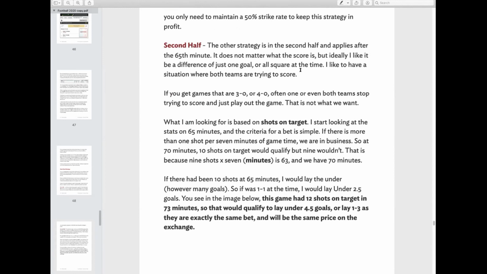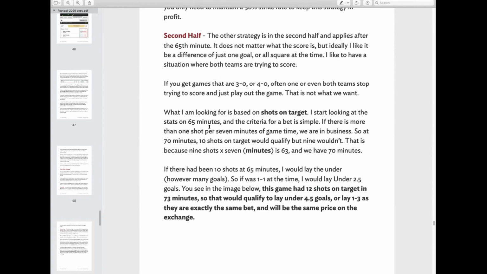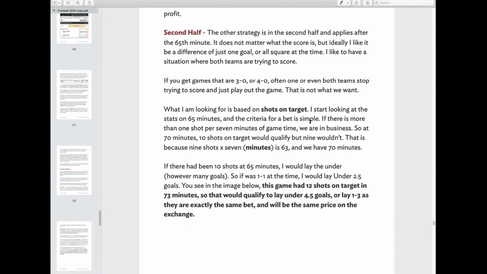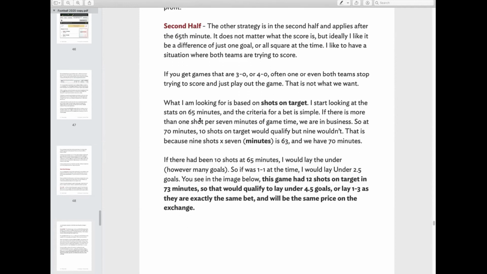Doesn't matter what the score is, but ideally, I like a difference of just 1 goal or equal. And I love to have a situation where both teams are trying to score. So if it's 3-0 or 4-0, unless there's a huge amount of shots, I won't do it. What I'm looking for is based on shots on target. I start looking at the stats on 65. The criteria is simple. If there's more than 1 shot per 7 minutes of game time, we're in business. So at 70 minutes, 10 shots on target would qualify for a bet, but 9 wouldn't.